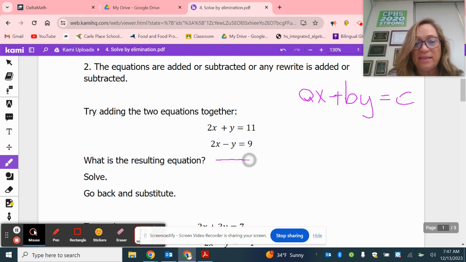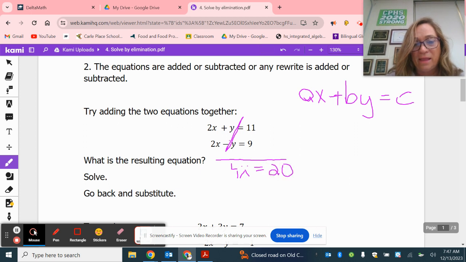So when I look at this, I notice that the positive y and the negative y will cancel because they're additive inverses, and that would give me 4x equals 20. So now that I have 4x equals 20, I have a single equation with a single variable, which can be solved. So you divide by 4, and you get x equals 5.